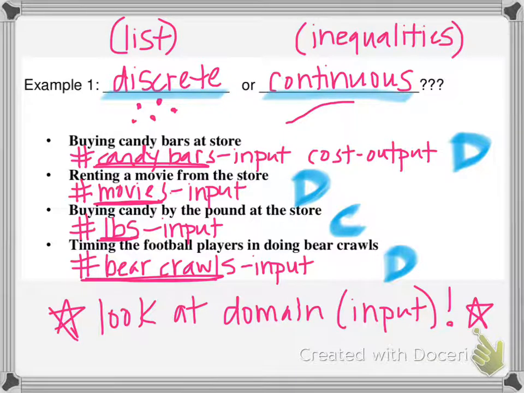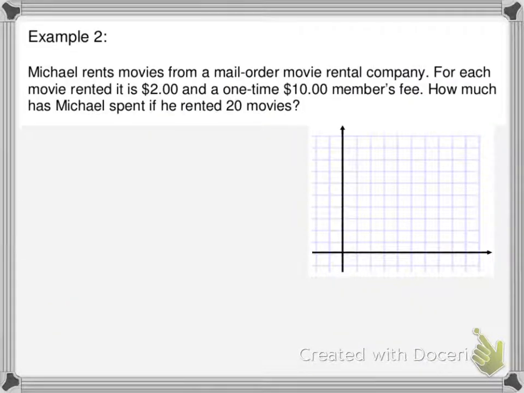Now let's see some actual word problems. Here's example 2. Michael rents movies from a mail order movie rental company. After these video stores, Netflix, for example, before you could stream it, you would rent a movie online and they would actually mail you the disc, the DVD, and then you would have to return it. So this could be an example like that. It says for each movie rented, it's $2 and a one-time $10 member's fee. How much has Michael spent if he rented 20 movies?